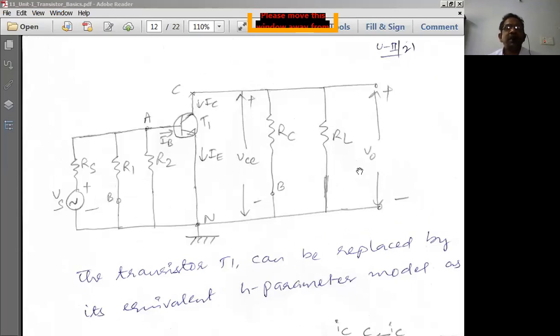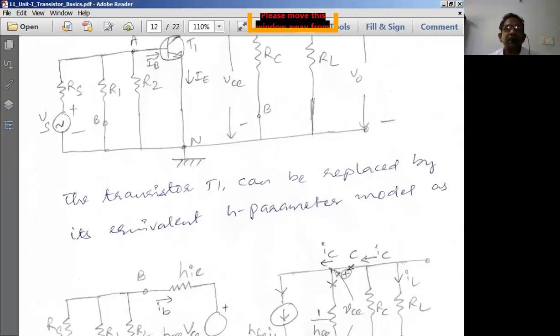Now in this circuit, we should represent various currents and voltages. The input current to the transistor is the base current. Base is the input terminal because emitter is common. So IB is the input current, IC is the output current, and the output terminal voltage is VCE, because between the collector and emitter terminals we have VCE. That is the output collector voltage.